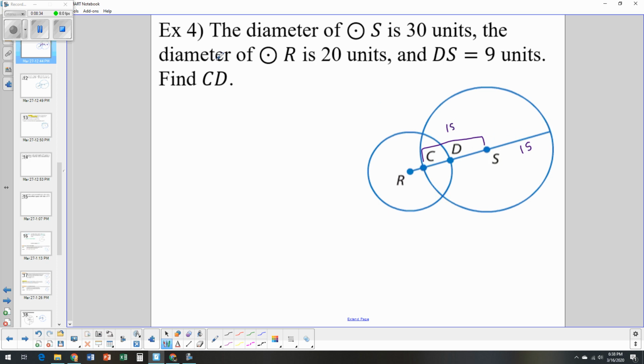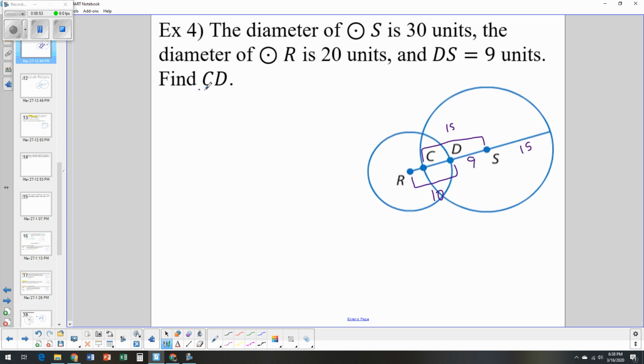It also tells me the diameter of circle R is 20 units. So if the diameter is 20, that means our radius is 10. So that's R to D is 10. The last thing they tell me is that DS is 9. So this little piece right here is 9.